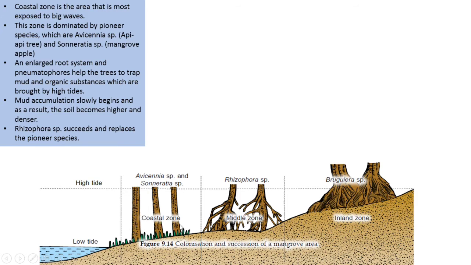Jadi pengumpulan lumpur berlaku pada coastal zone ni. Okay, bila lama kelamaan bila lumpur ini berkumpul, dia menyebabkan tanah akan menjadi lebih tinggi dan padat.